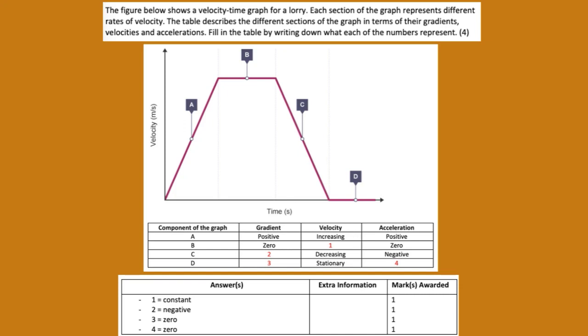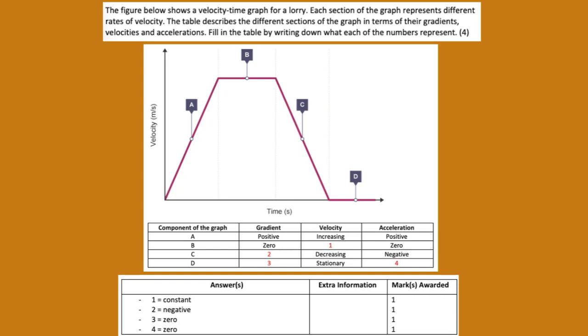For box 2, we must comment on the gradient of C, and if we look at line C, we see that it goes from a relatively high velocity at the beginning, but as time increases, the velocity of line C decreases. Lines that are going down in this manner have a negative gradient.